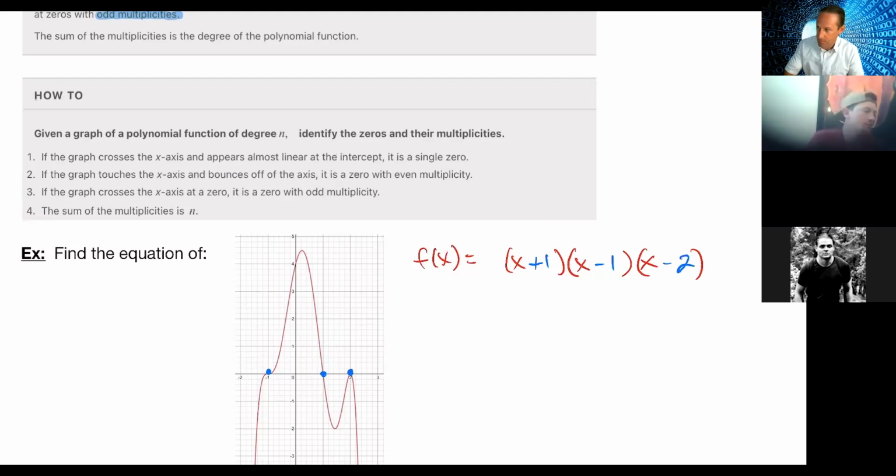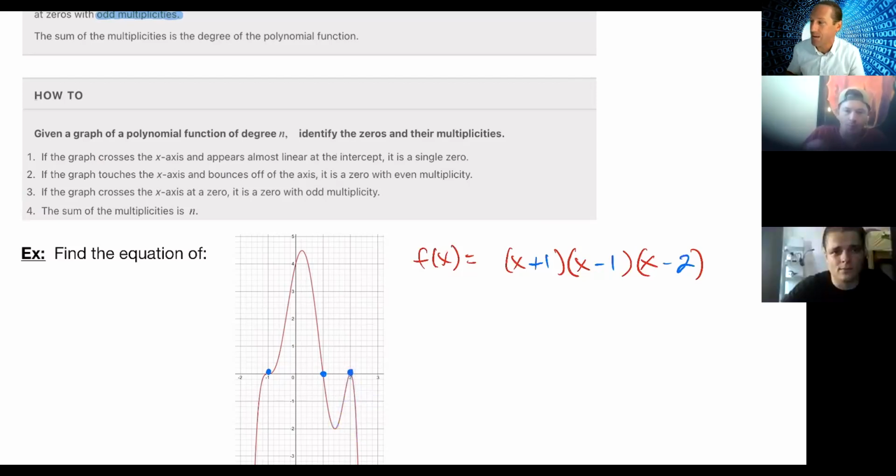It touches the x. Good. It goes from a negative to a negative. It only touches the x and goes back the same way. Right? So remember, I'm trying to use that terminology again. Odd, opposite; even, same. So I know that these two have to be odd and this one has to be even. But is it 2?